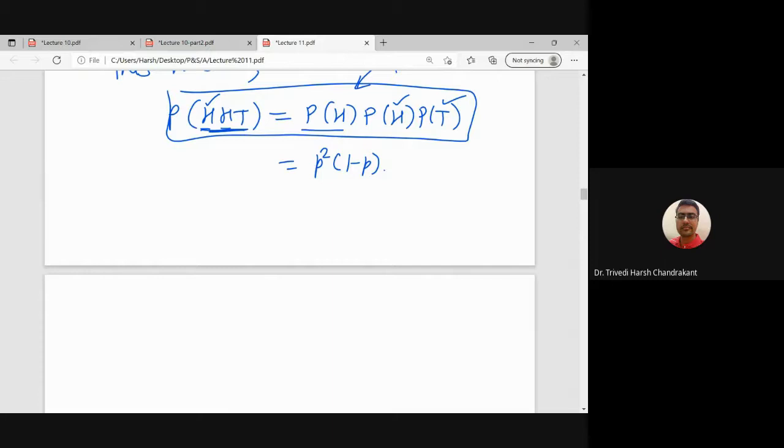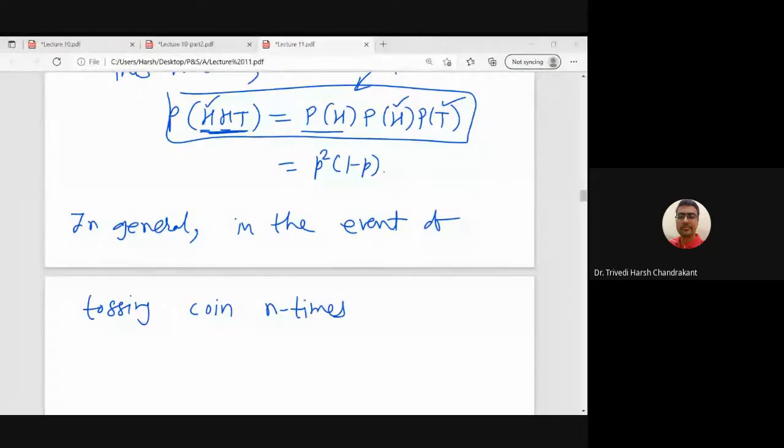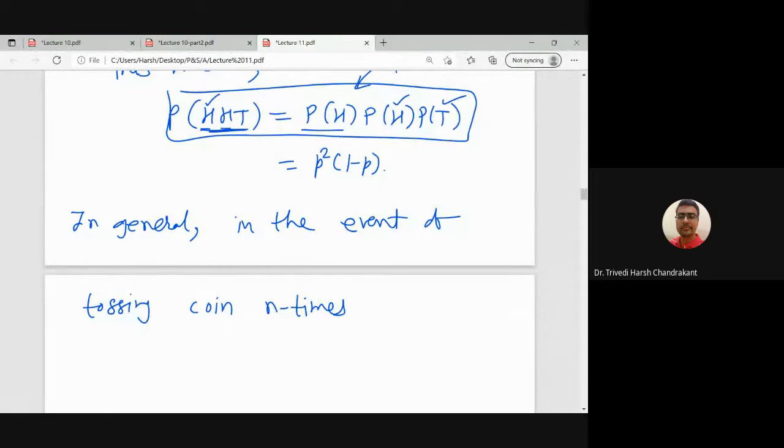So in general, we can do this for n tosses and getting k heads. In general, in the event of tossing a coin n times with this independence rule, in which we are getting k heads.